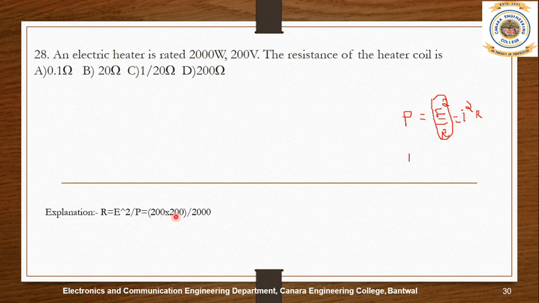That is 200 into 200 by 2000. So double 0 gets cancelled, 2 gets cancelled. So it is 20 ohms. Option B is the correct answer.